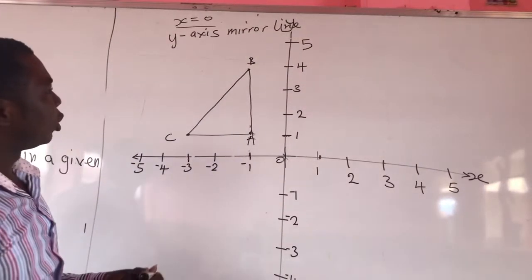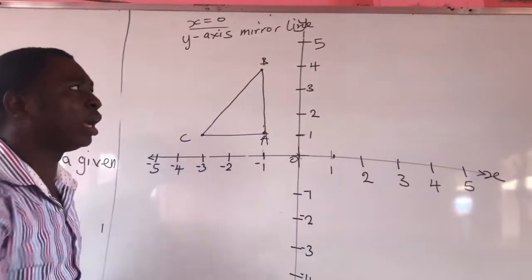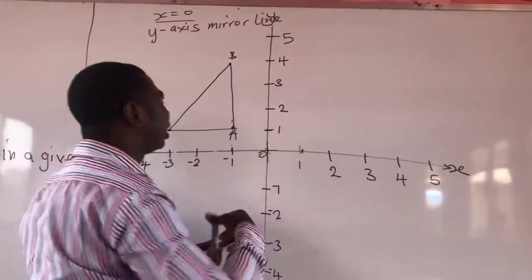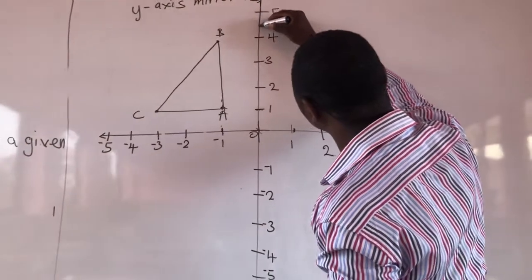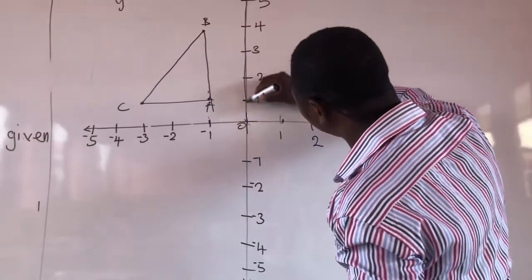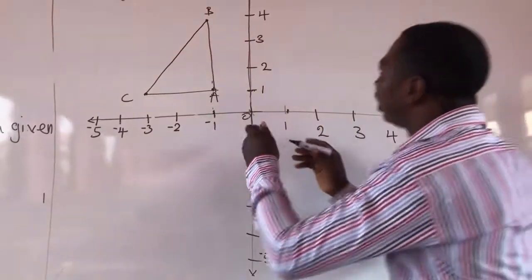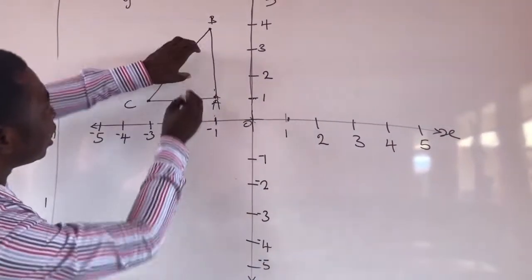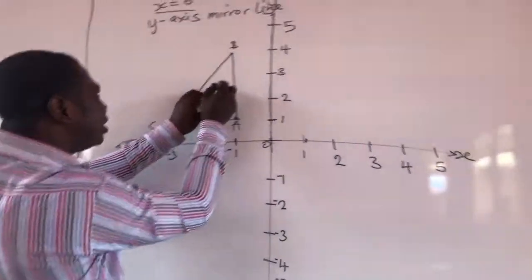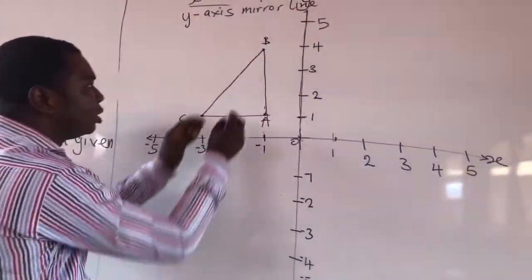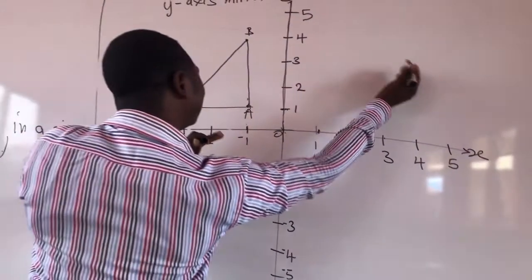So since we are using x equal to 0, we are using the y-axis mirror line. This becomes our mirror line. If this object is here and you put a mirror here, what will happen? You will see this object on this side. This object will be showing here, in this direction.